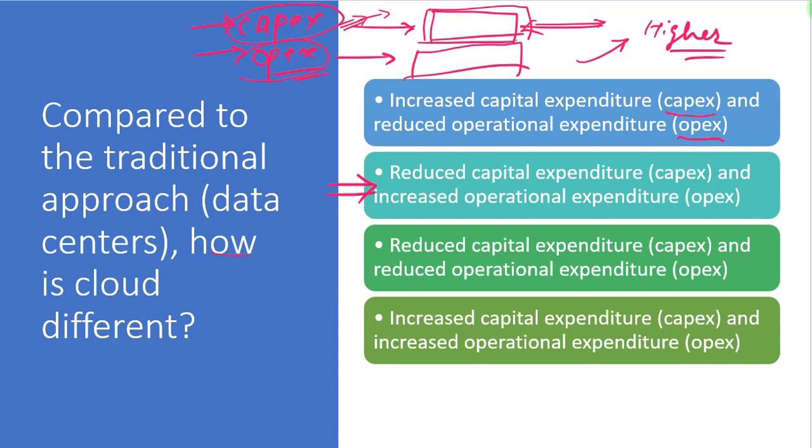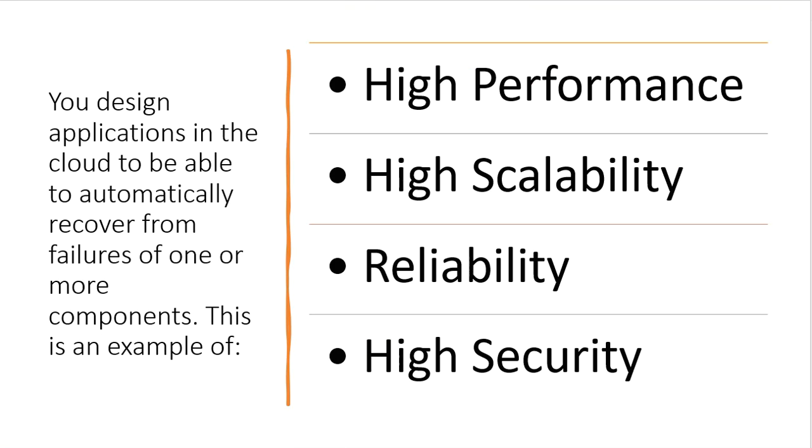Let's talk about the next question now. This question asks you to design an application in the cloud to be able to automatically recover from the failures of one or more components. This is an example of high performance, high scalability, reliability, or high security. As we know, as a designer, we need to architect our infrastructure in a way that it is highly performant, highly scalable, reliable, highly available, and highly secure.